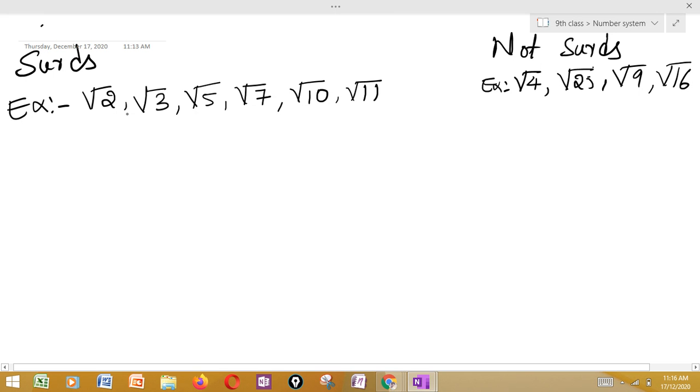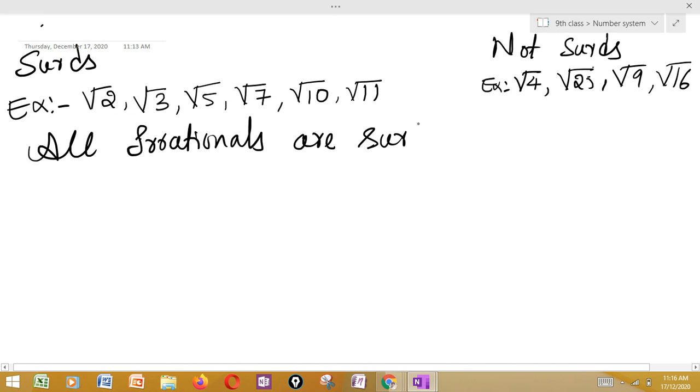Okay, there is one more statement: whether all irrational numbers are surds. Let me see whether you agree with the statement or not. My statement is: all irrationals are surds. Whether it is true or not. What do you say about this statement?